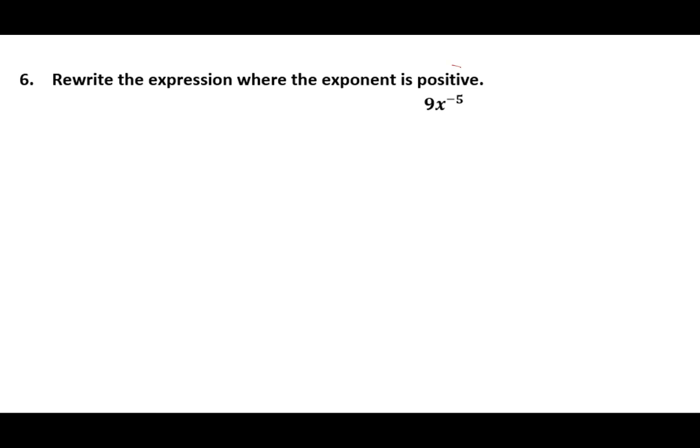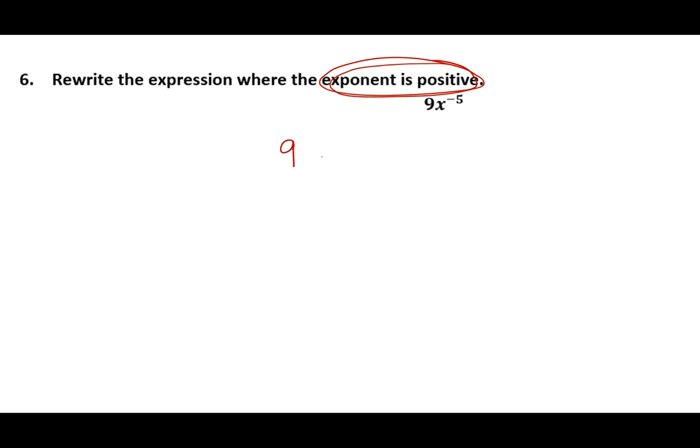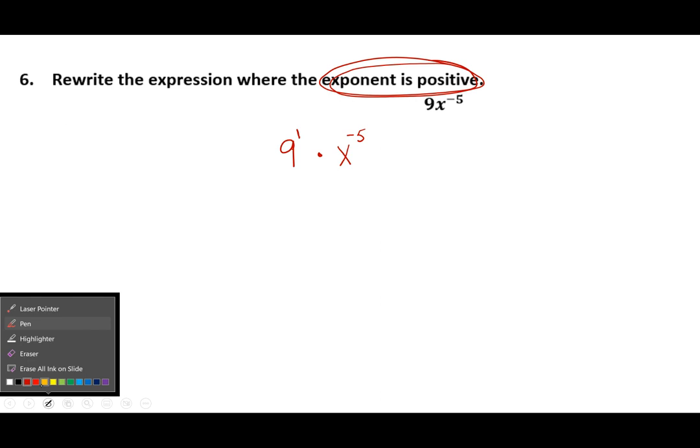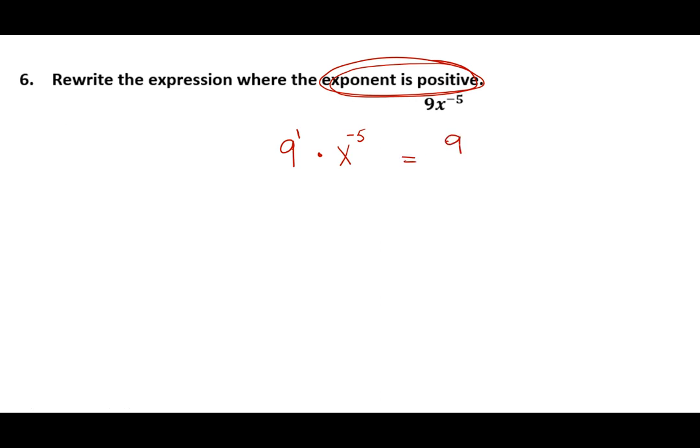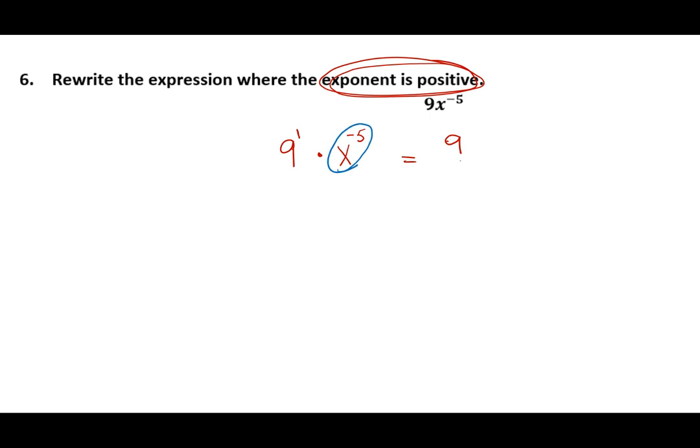Next, we write the expression where the exponent is positive. Okay, we don't want a negative exponent. So first things first, we have 9 times x to the negative 5. The exponent of 9 is just 1. Since 9 is positive, the exponent is positive, it stays on top. Since this exponent is negative, I don't want it to be negative. I want it to be positive, so I will put it in the bottom in order to be positive. So this will be your solution.